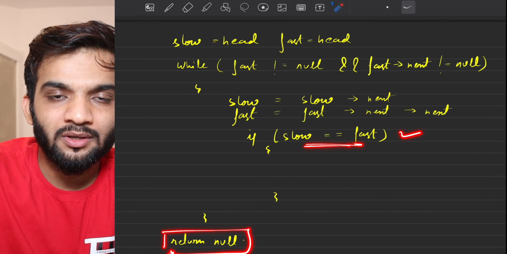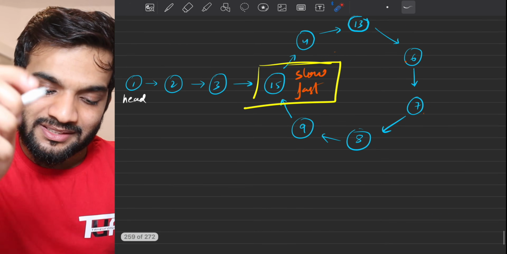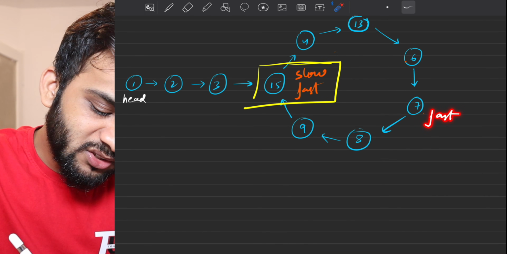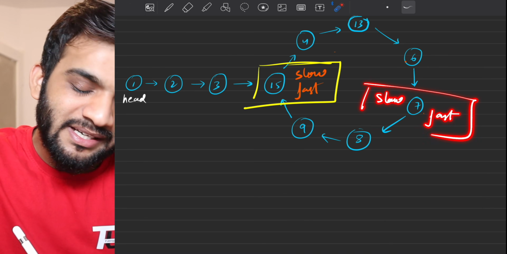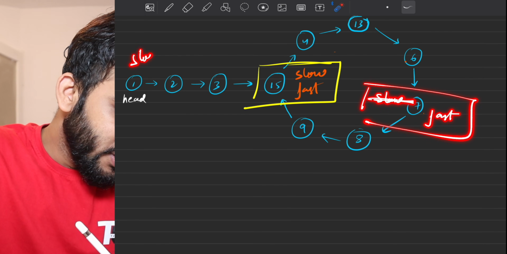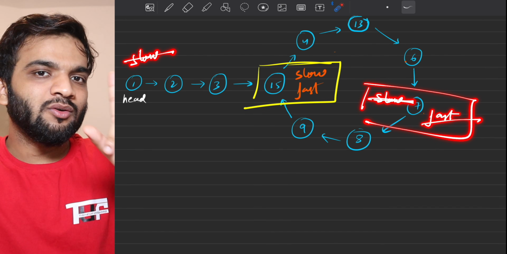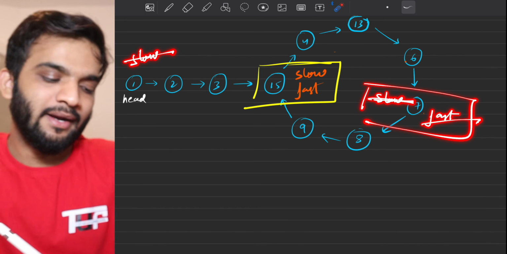What if there is a loop? In that case, we'll have to perform step 2. And what was step 2? If you remember, the fast and the slow pointers were standing at the collision node. We took the slow and moved it to the head, and then we moved them simultaneously 1, 1, 1 till they collide.